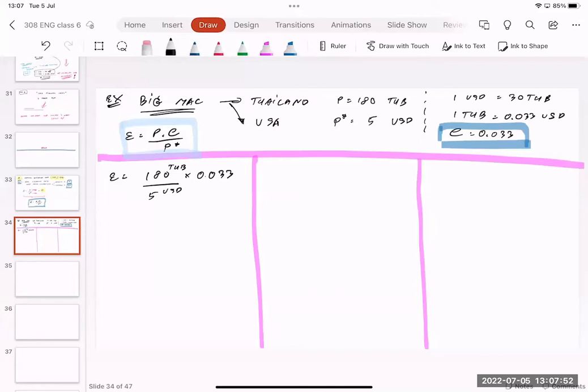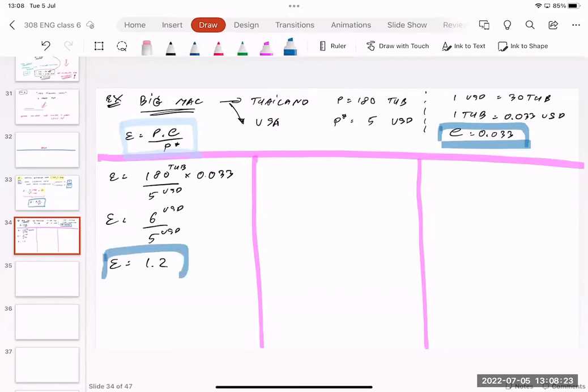When you multiply the domestic price with the nominal exchange rate, you get the real exchange rate: 0.033 multiplied by 180, you get $6 US. Now the unit becomes the same. The Big Mac in Thailand is $6. The Big Mac in USA is $5. So you see that the Big Mac in Thailand is more expensive. When you divide 6 by 5, you get the real exchange rate equal to 1.2.